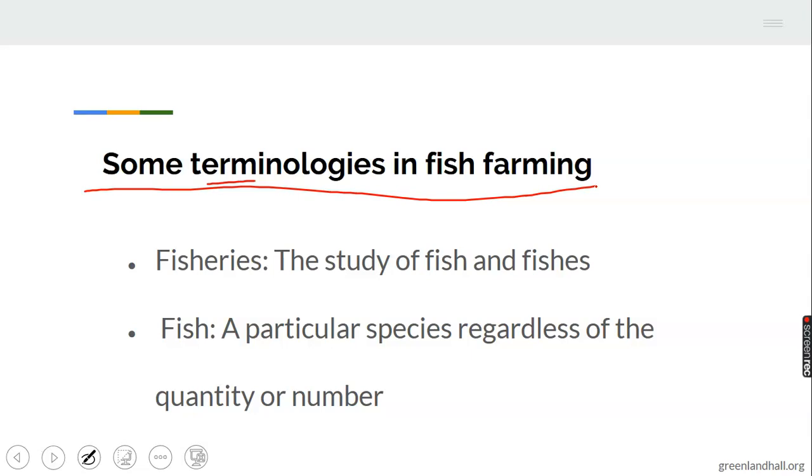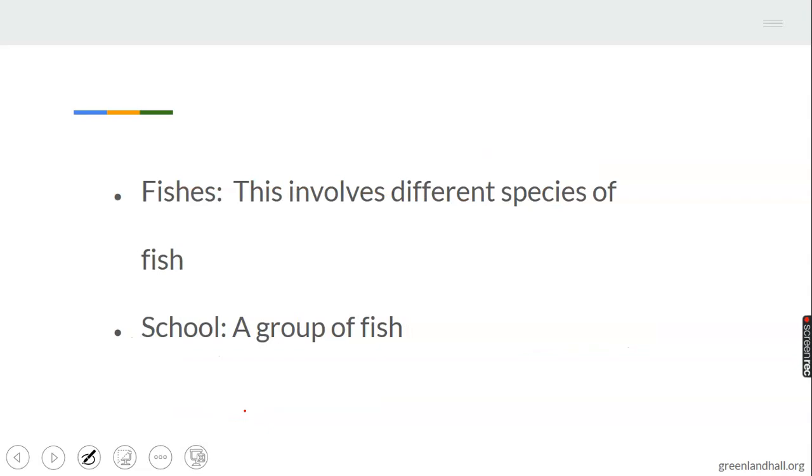1, we have fisheries, the study of fish and fishes. 2, fish. Take note of this word fish, a particular species of fish regardless of the quantity or number. If you have tilapia, even when you have 50 tilapia fish, you call it fish, not fishes, because it's a particular species. It's not mixed with other kinds of fish, like catfish. So when it's just specifically a particular species, you call it fish, regardless of the number or quantity.